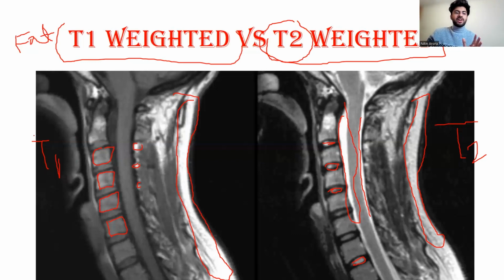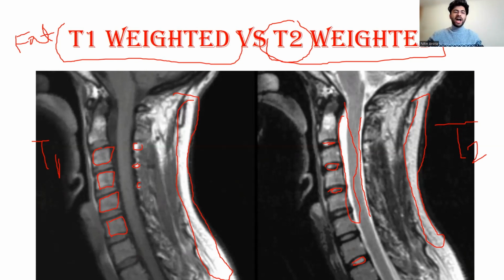So T1 weighted images show you, if you want to see bone marrow, if you want to see subcutaneous fat, if you want to see spinal cord, here you can take a T1 weighted image. If you want to see intervertebral discs, if you want to see the CSF, cerebrospinal fluid, you can take a T2 weighted image. Okay, understood?